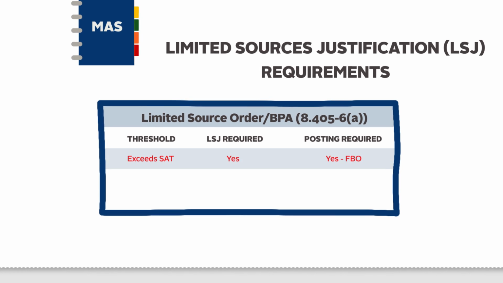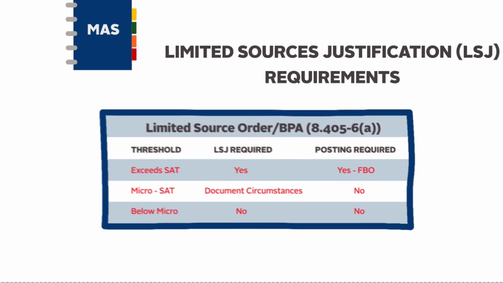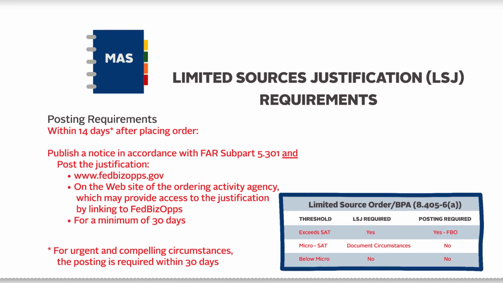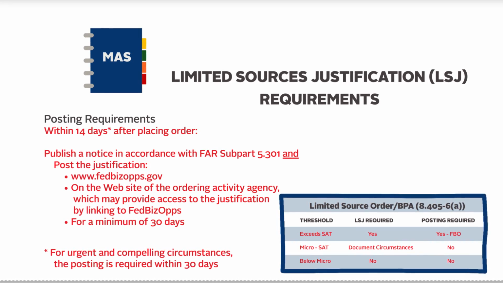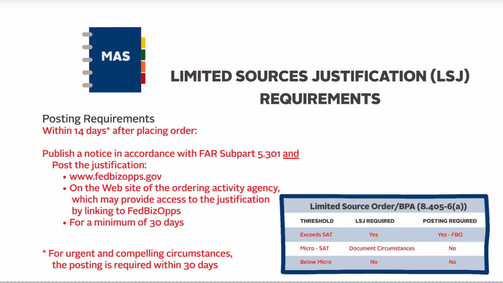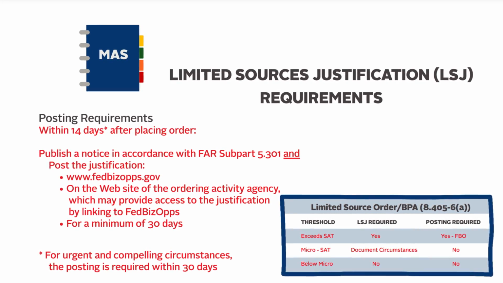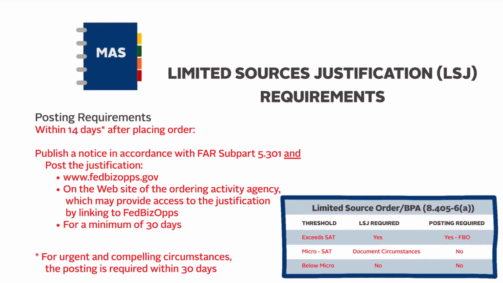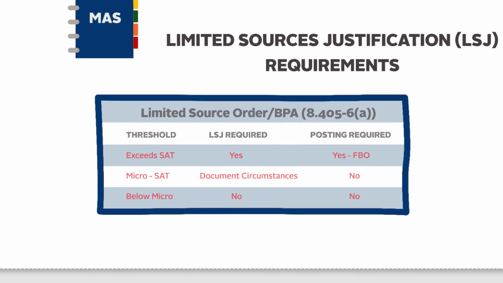For the monetary thresholds and approval requirements, see FAR 8.405-6(d). Here are the limited source justification or LSJ requirements for a limited source order or BPA. Within 14 days after placing a limited sources order or establishing a BPA that exceeds the simplified acquisition threshold, the ordering activity shall publish a notice in accordance with FAR 5.301 and post the justification as documented. Note that for urgent and compelling circumstances, the posting is required within 30 days versus 14.